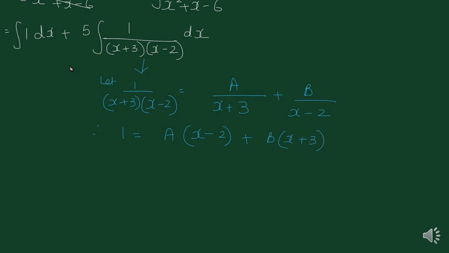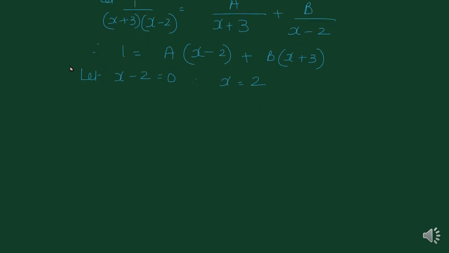Then afterwards we write let any one of these brackets, let x − 2 = 0. Therefore x = 2. And so when we put x as 2 over here, the a term gets cancelled. So therefore we get 1 = b(2 + 3), and therefore b becomes 1/5.